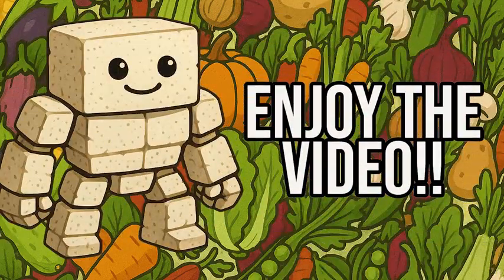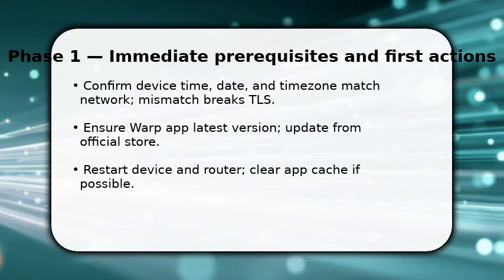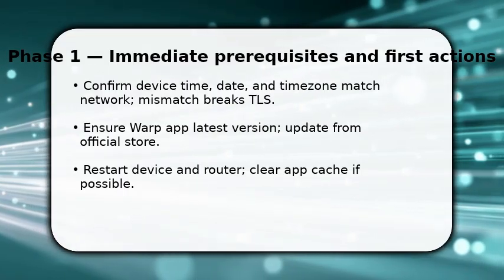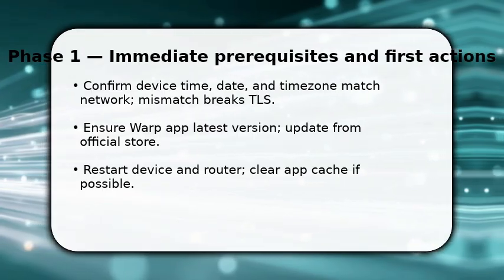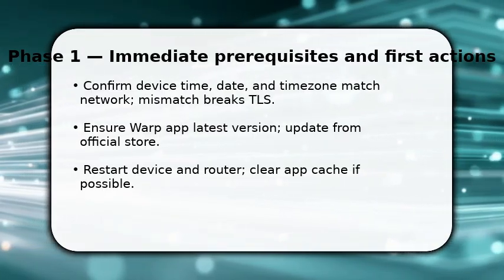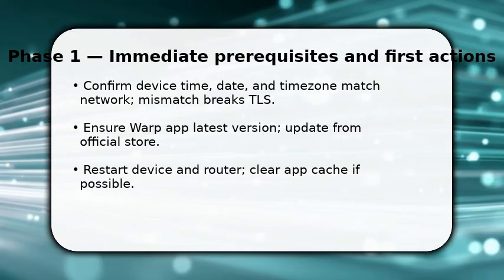Please enjoy the video. You start by confirming the basics that actually break connections. Set device time, date, and time zone correctly. TLS will fail if they differ. Next, make sure the Warp app is updated. Updates often fix handshake bugs.